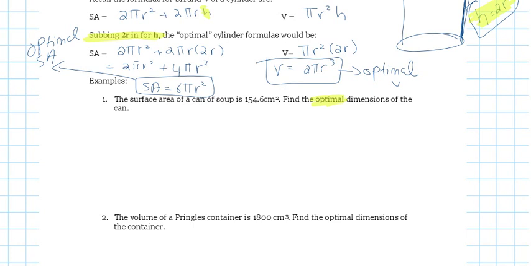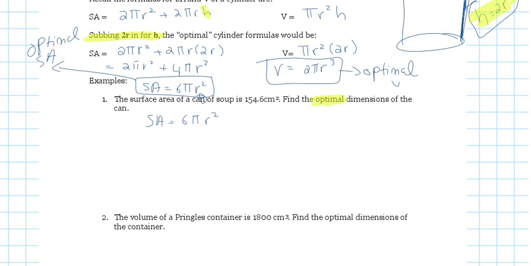Now, how do I know that it's a cylinder? Because it says it's a can, right? A can is a cylinder, all right? So when you're going to do the assignment, it's going to be either a cube or a can or a cylinder. Okay, so you have to be careful. I know the surface area is 154.6, and I'm looking for the radius.